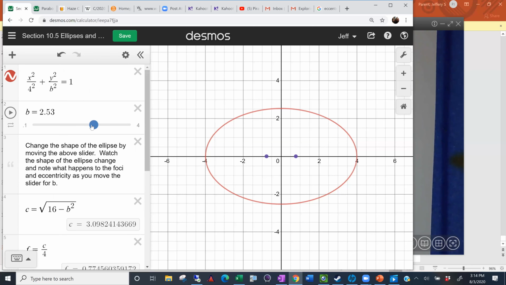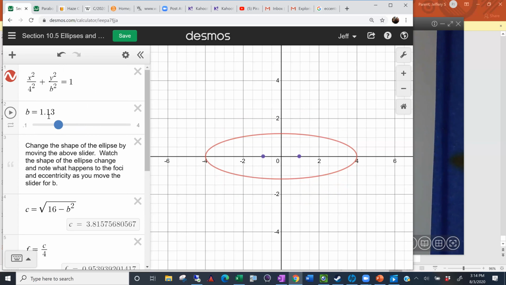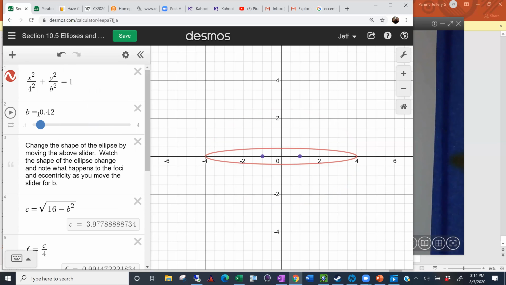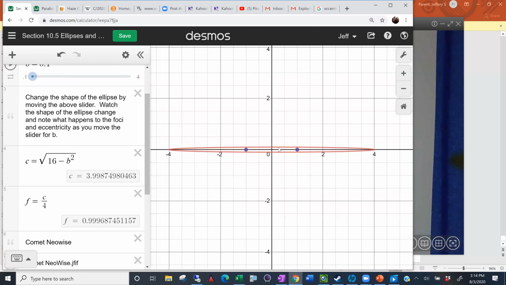That's pretty eccentric, but you can get even more and more eccentric, and the eccentricity can get really, really close to 1. And right now, Comet Neowise has an eccentric orbit with an eccentricity even more eccentric than this, about 0.9996, something like that. So what you can see here is that as Neowise passes the sun, it does so in a really, really tight orbit.